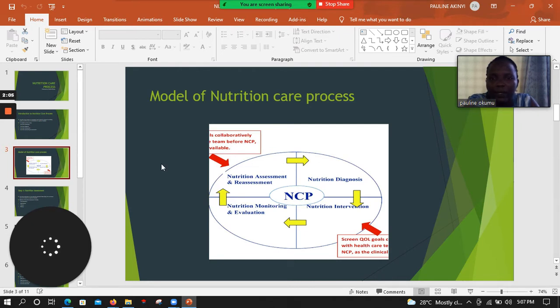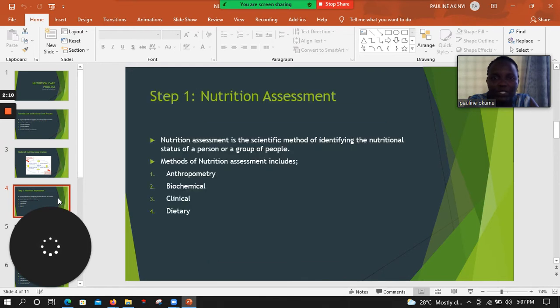So that will take us to the first step, which is nutrition assessment. We define nutrition assessment as a scientific method of identifying the nutritional status of a person or a group of people. If you want to identify if someone is having a good nutrition status or a poor nutrition status, you must conduct an assessment. So that is what nutrition assessment is all about.